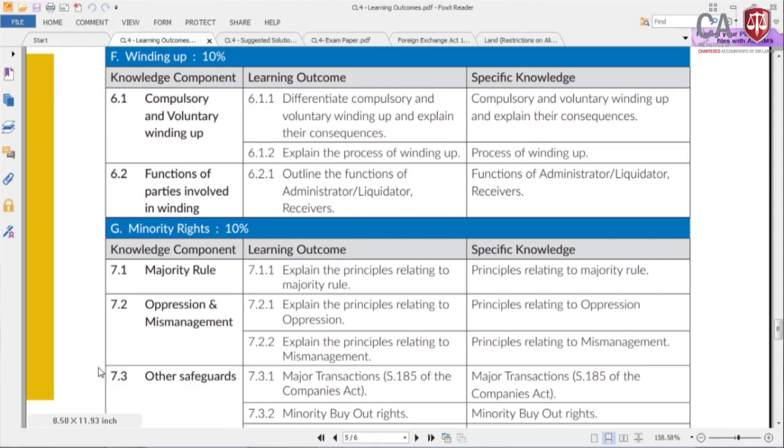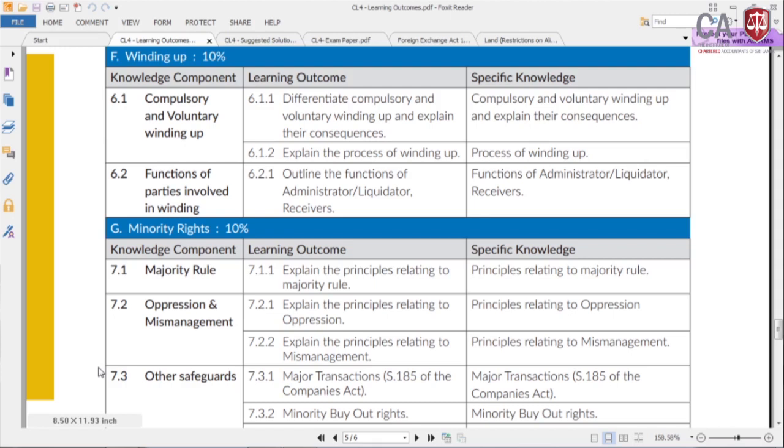Then to explain the process of winding up, you should have a thorough knowledge on that. Then the functions of parties involved in winding up, outline the functions of administrator, liquidator, receivers and so forth, and to have a specific knowledge on the functions of administrator, liquidator, receivers.